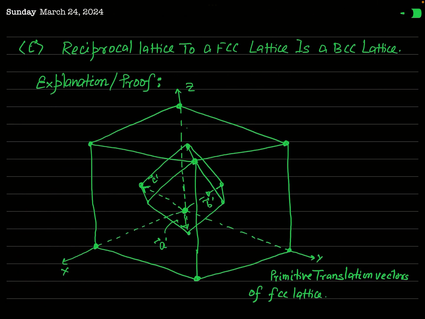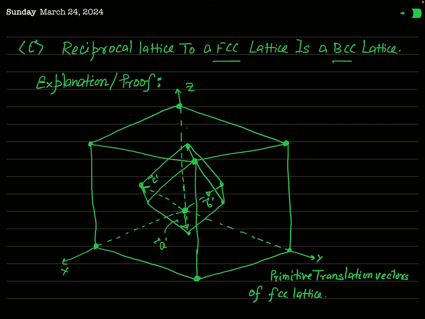Okay. Now finally we are going to explain that the reciprocal lattice to an FCC lattice is a BCC lattice. Okay, mark it. When you will find the reciprocal lattice of an FCC lattice, the result will be BCC lattice. And for explaining this, again we will find the reciprocal lattice vector in this case, and you will see that the reciprocal lattice vector obtained will be just the primitive translation vector of a BCC lattice. But how? Let us see this explanation.